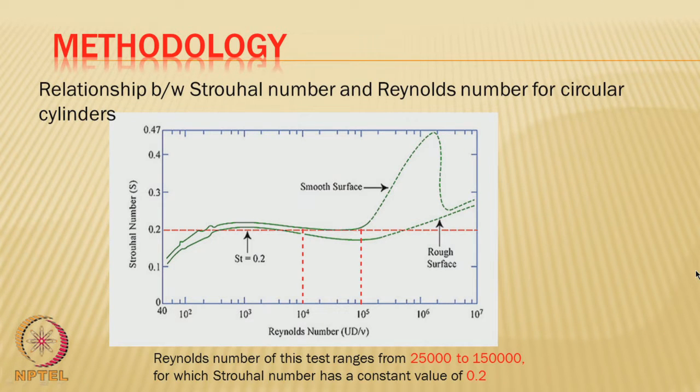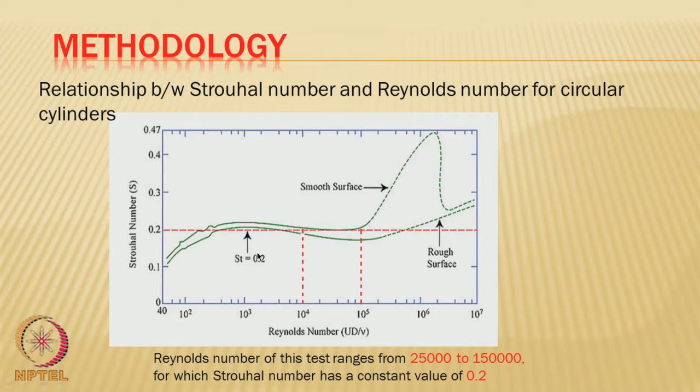Interestingly, before we look at the test results and conclusions, let us try to look at this figure where the relationship between the Stokes number and Reynolds number for a circular cylinder is indicated. One can very clearly see here, for the range of Reynolds number varying from 25,000 to 150,000, the Stokes number remains almost constant at 0.2. So, this is the range where the study can be now carried out.